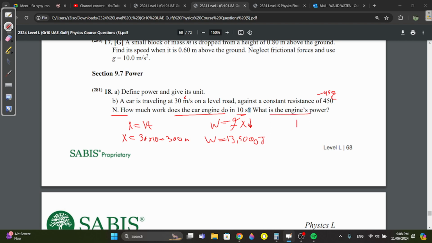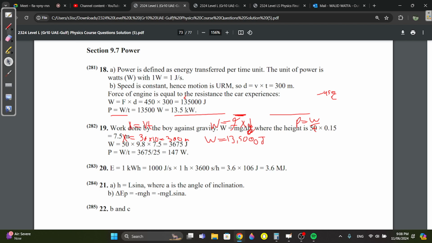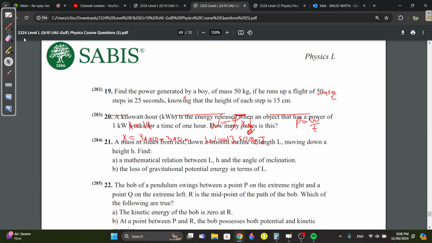Okay, what is the power? Power is work divided by the time. So it's this work divided by this time, so you're going to get 135,000 divided by 10. You get 13,500. They put it in kilowatts, so you just divide by 1,000, 13.5 kilowatts. The time always has to be in seconds, okay?